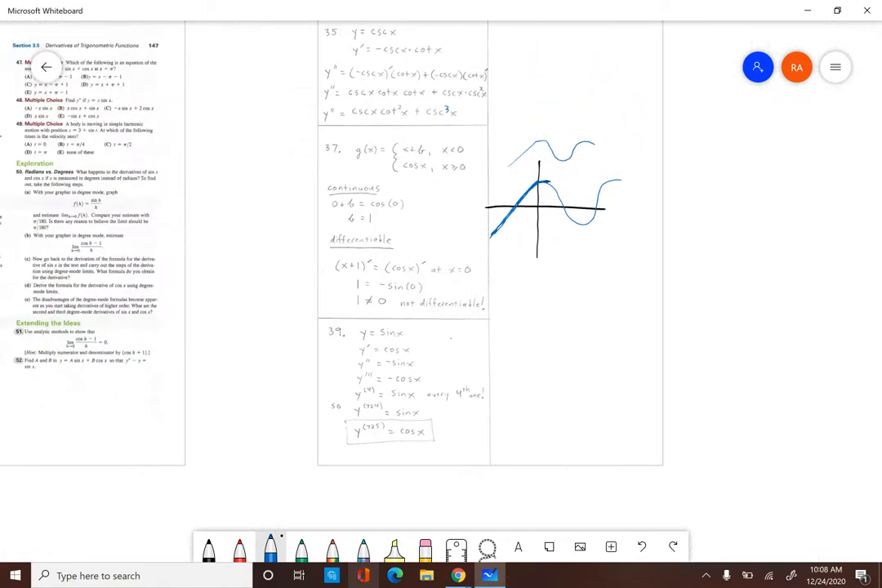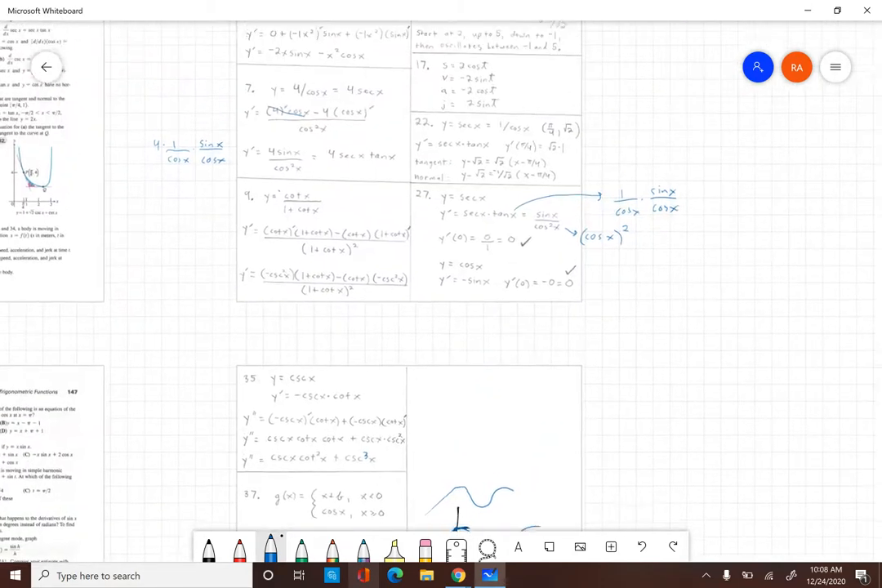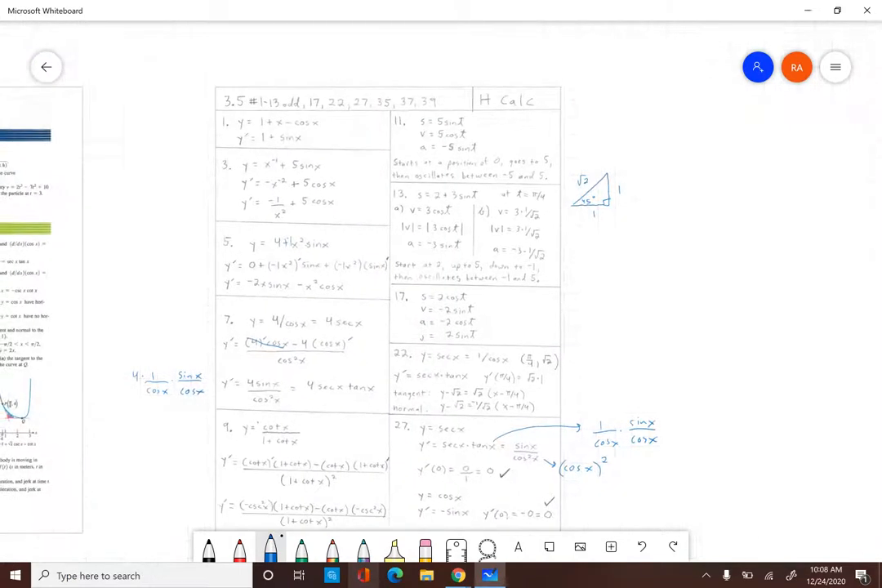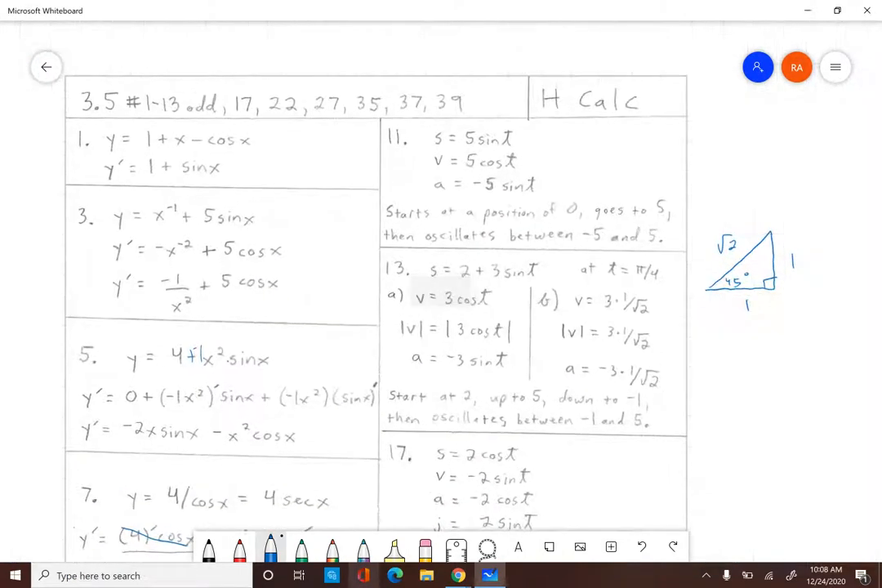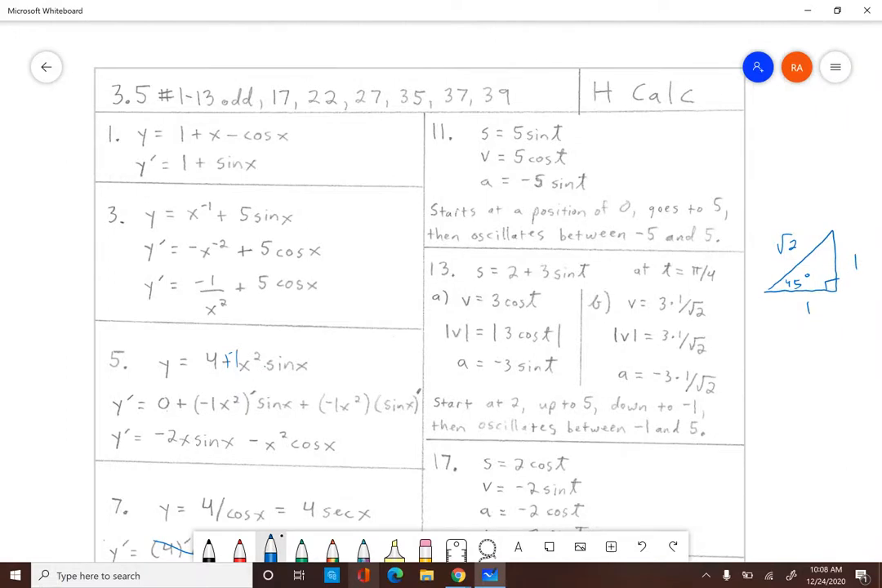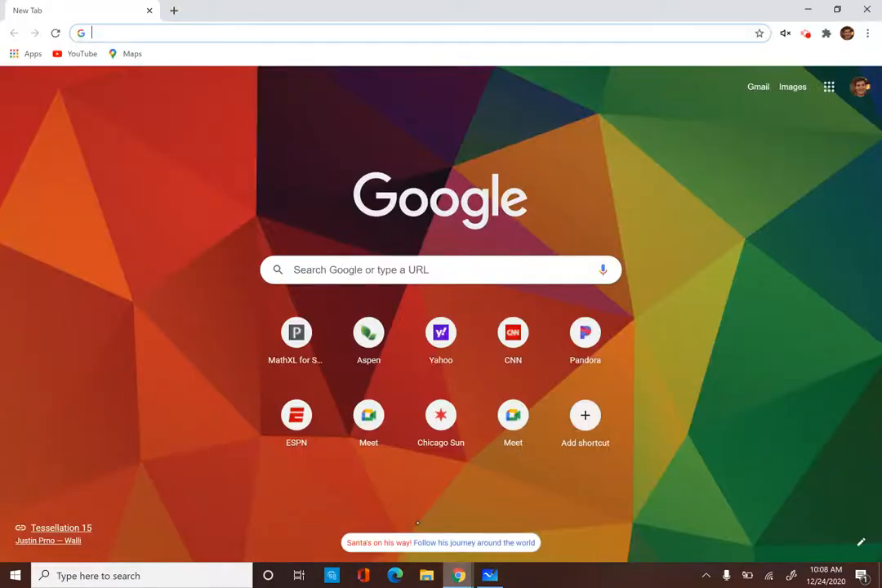So that's it. Hopefully you had fun with these. Again, we're bringing in these old applications and we're just adding new functions to take the derivative of. Now we can take the derivative of our 6 trig functions. So hopefully you had fun, and we'll see you next time. Take care, everybody.